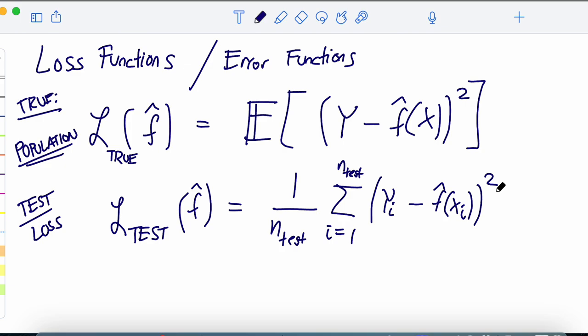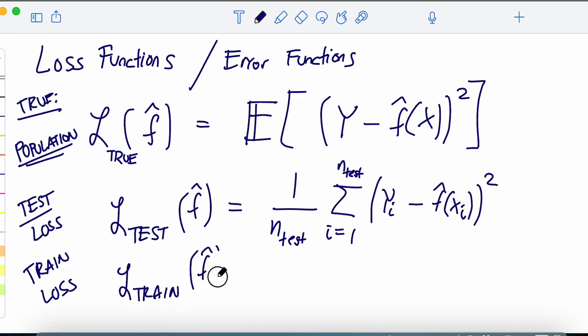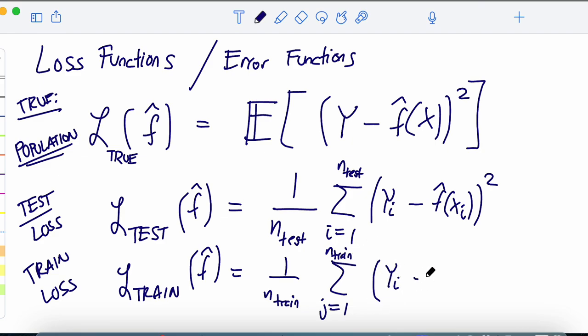There is one more that I should have talked about last time, but we ran out of time, and that is the training loss. And that's exactly the same thing, where you add up over points, but this time you're adding up over the training set. Let me use the letter J for the training set. 1 over n training, and you do y_j minus f hat, okay, it should be j's, squared.